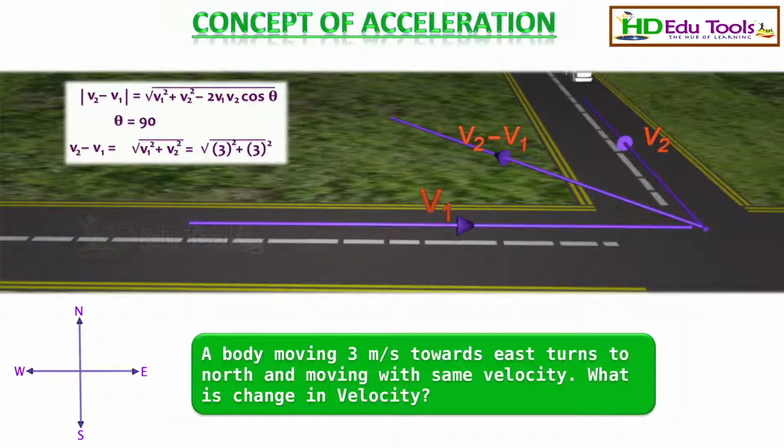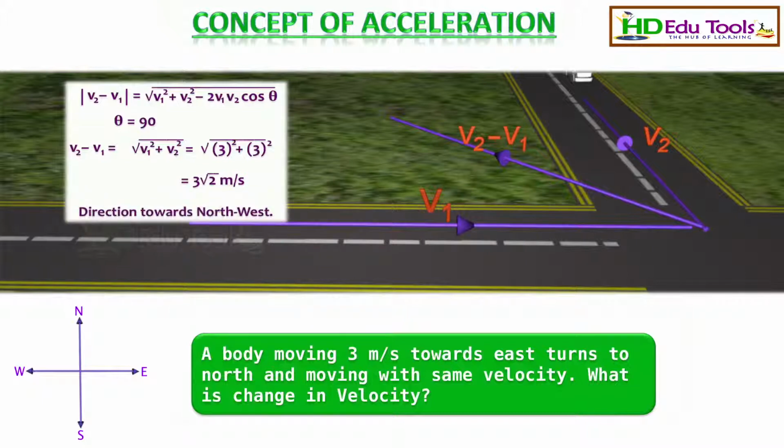Now this is equal to root of 3 square plus 3 square. It becomes 3 root 2 meters per second. And the direction is towards northwest. Say here, this is the initial direction of v1 and this is v2.